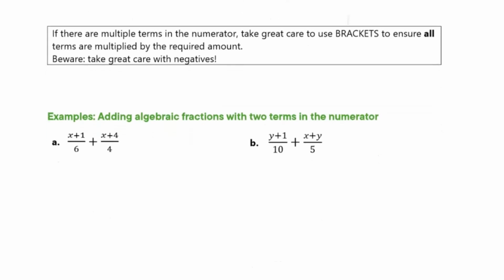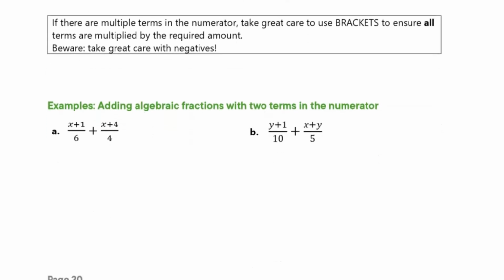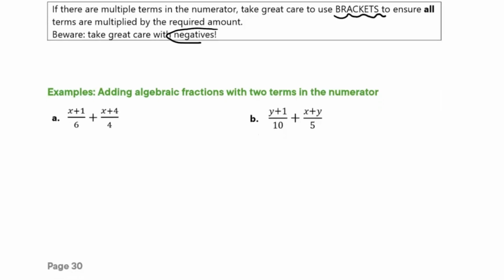So a little note here, it says if there are multiple terms in the numerator, take care to use brackets. Brackets so often save our bacon when we're doing algebra. So we need to use brackets to ensure all terms are multiplied by the required amount. And take great care with negatives. These are really important to be careful of.